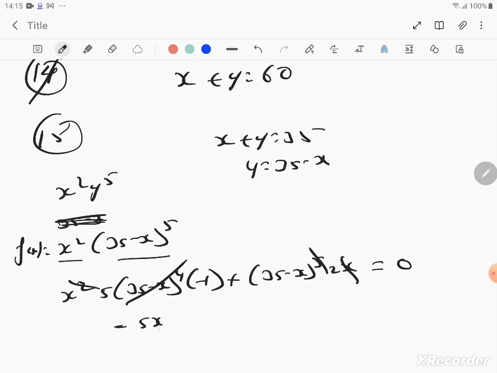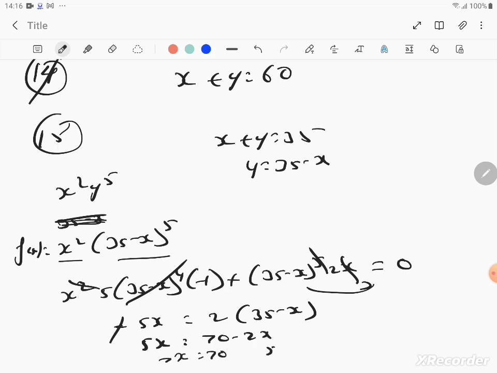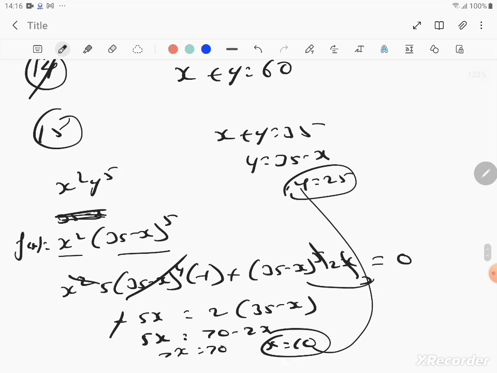The minus can be taken out, taking this to the other side: 2 into 35 minus x. 5x is equal to 70 minus 2x. 7x is equal to 70. X is equal to 10. Y is equal to 25. And this is the way it breaks down. We don't know if it's a maxima or minima.